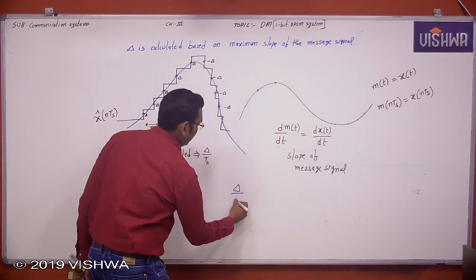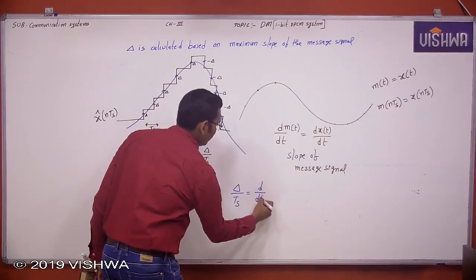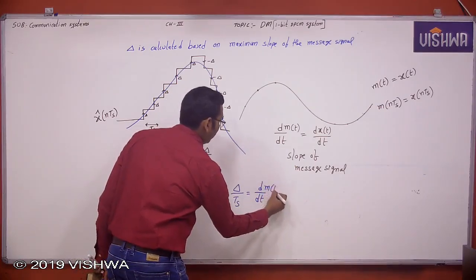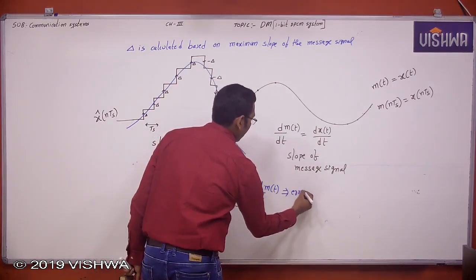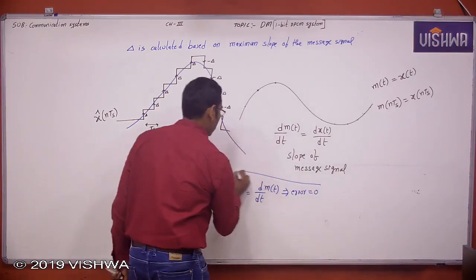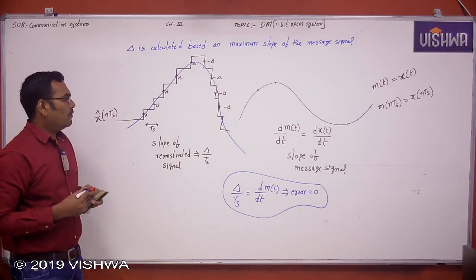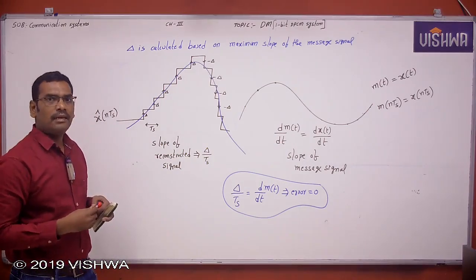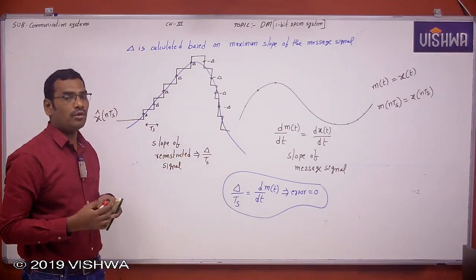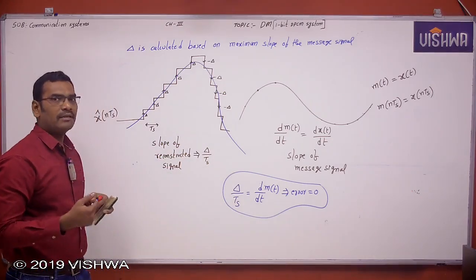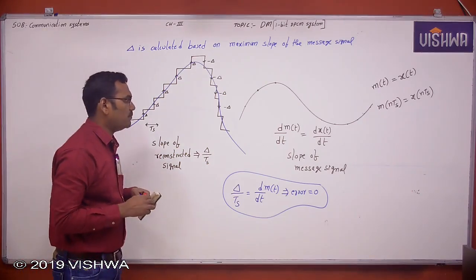delta by Ts, the slope of the staircase approximated signal, and the slope of the message signal, if both are the same, now error is equal to 0. When the slope of the reconstructed signal and the slope of the original message signal are both the same, then you will get 0 error, and you can get back the original message signal as it is, whatever we are transmitting, and the receiver will be the same. Okay.